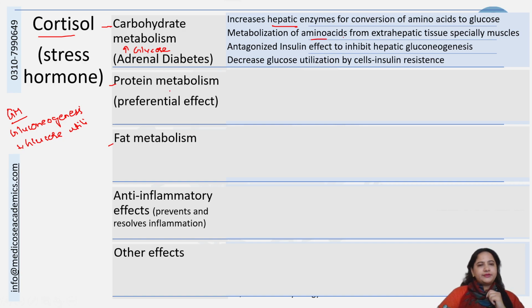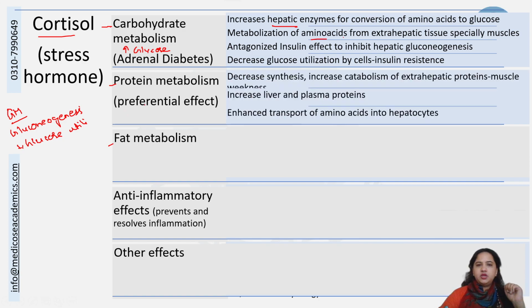If we look at the protein metabolism, it has a preferential effect, different in hepatic and extrahepatic tissue. What it will do, it will increase the hepatic production of proteins. It causes the mobilization and movement of amino acids into the liver. Those amino acids will provide a precursor for gluconeogenesis and also for the production of proteins in the liver. So production of liver and plasma proteins will be increased. Enhanced transport of amino acids into hepatocytes, again the same.